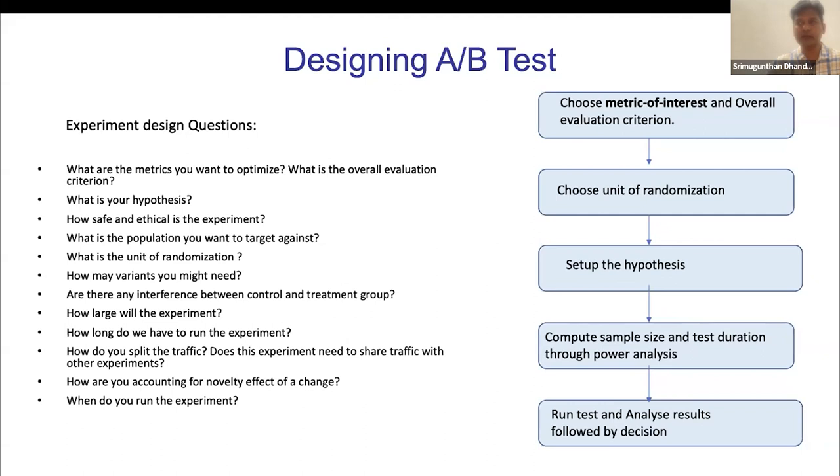See the effect or the change, for example, conversion rate or retention, right? So those are your metric of interest, and you define an overall evaluation criterion. So that's step one. Then step two is randomization, how you will do randomization. Then you set up your hypothesis test. Then step four is to calculate the sample size and test duration from power analysis. And step five is to run the test and analyze the results. And then make a decision. So those are the five steps.